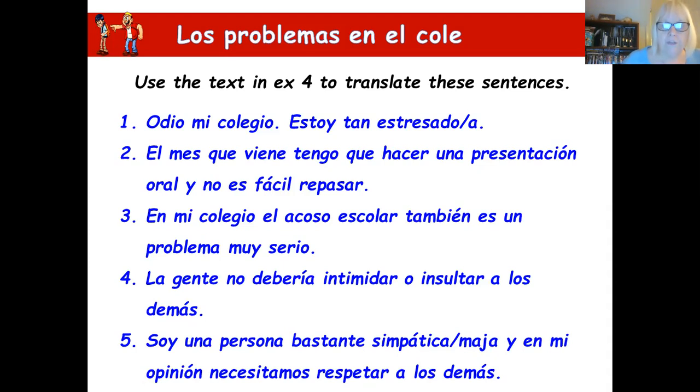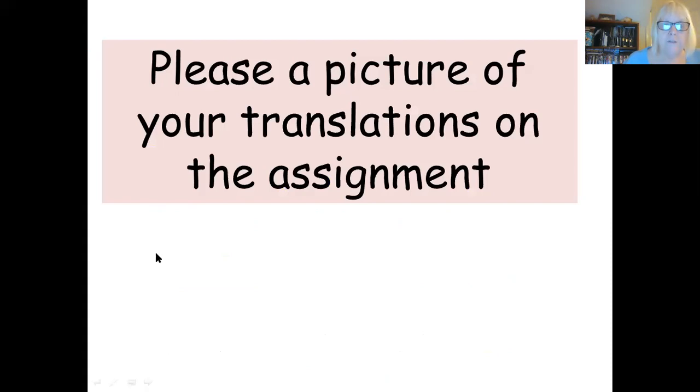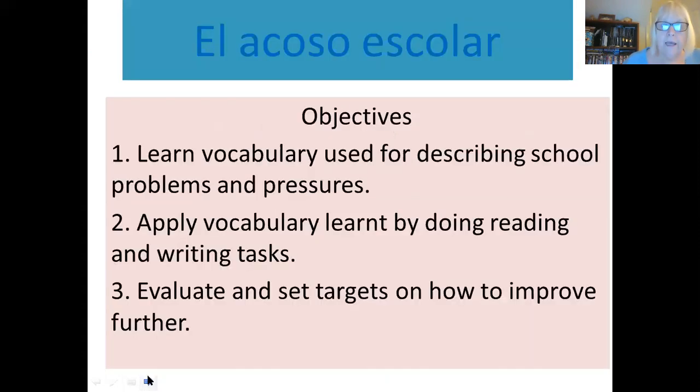Okay, well done. So we've done some reading, we've done some translating in both directions. I think the laptop is just overworked. There we are. Okay, so can you just please put a picture of those translations on the assignment so I can see the work that you've done, please? And again, what we're going to do is look at the objectives, see if we're on course for doing what we need to do this week.